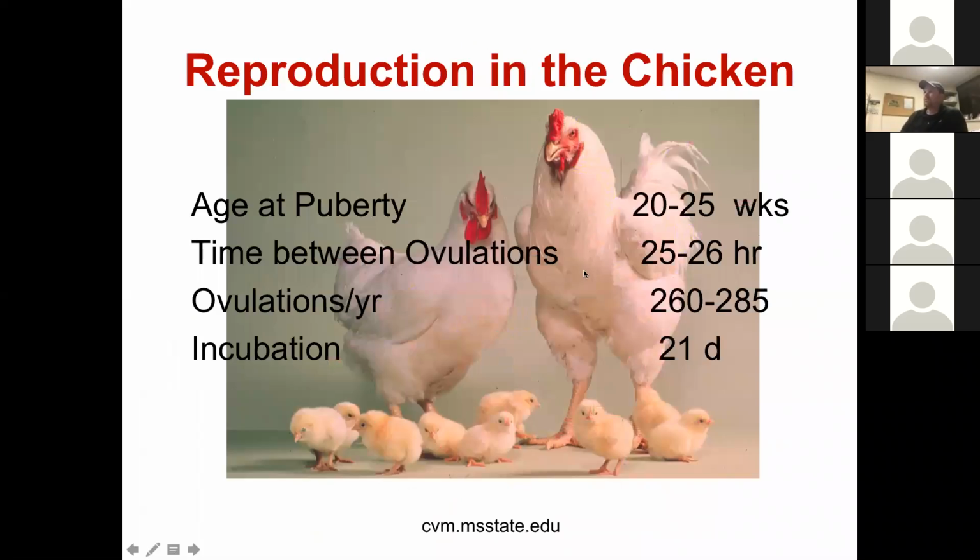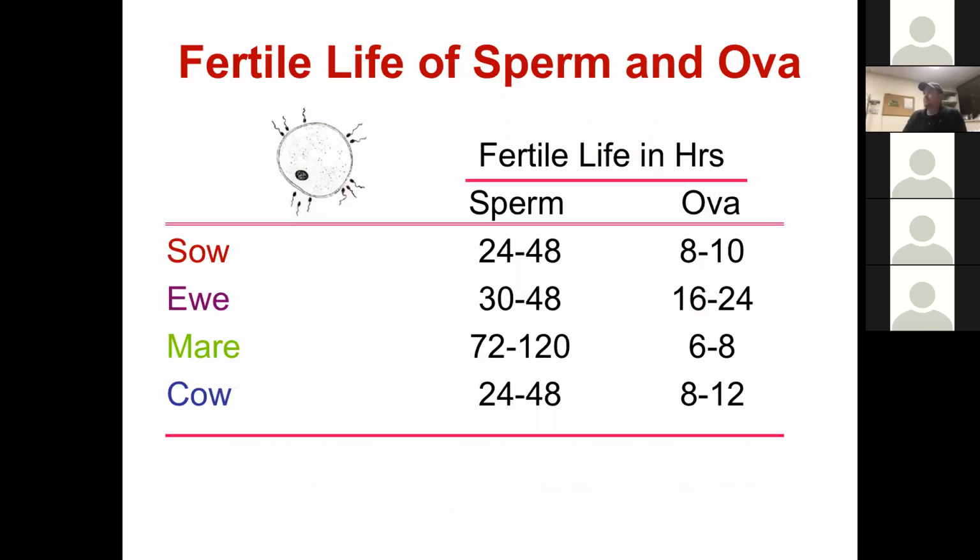Okay, the chicken, they reach puberty at about 20 to 25 weeks. They have about 24 to 25 hours between ovulations. They will ovulate somewhere between 260 and 285 times a year. That's going to be highly variable depending upon nutrition. And it takes about 21 days incubation period. Okay, so this is really important when we talk about artificial insemination. How long does the semen last in the tract, and how long does the egg last in the tract?